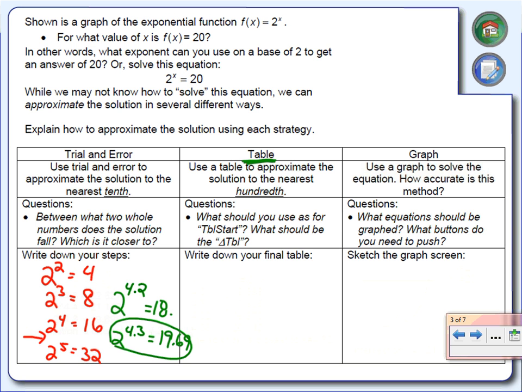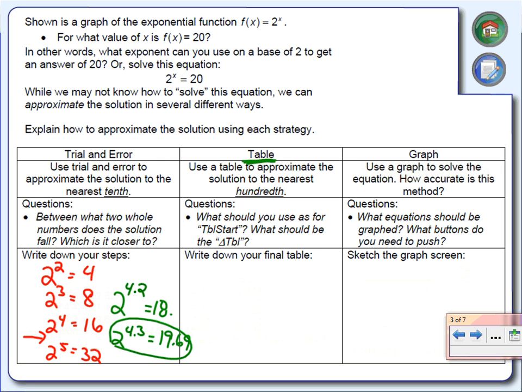So y equals, and type in 2 to the x power. Now, if you go to your table right now, it's not going to do a whole lot of help for us because all you're going to see is the 1, 2, 3, 4, 5. What we want to see are some decimals. So what I want you to do is go to second window. I think that's what it is, second window. And we're going to adjust the table setup.